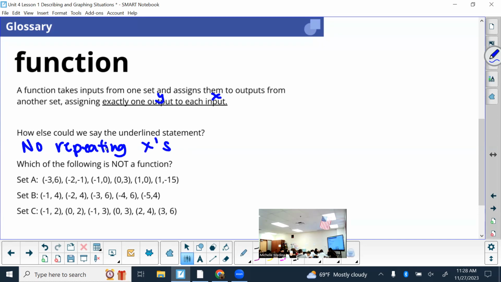So if you see that there's no repeating X's with different Y values. Because you could see that maybe the X repeats, but if the same output is there, the same Y for that X, then it's still technically a function. But if you have the same X with two different Ys, now it's not a function. So another way to say the statement, exactly one Y to each X, is that there's no repeating X's with different Y values. Questions on that?